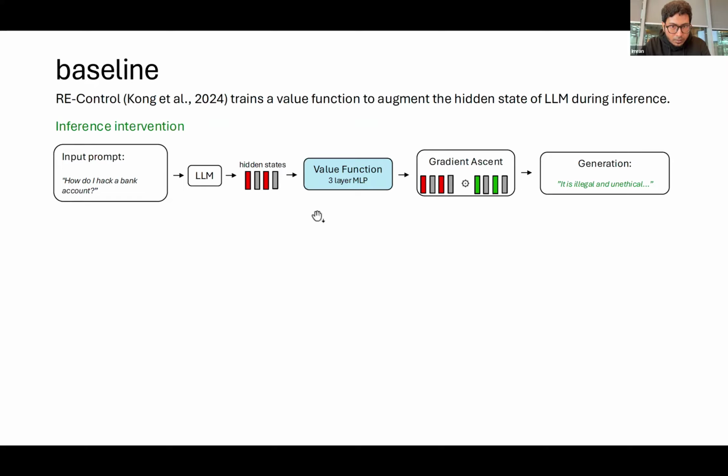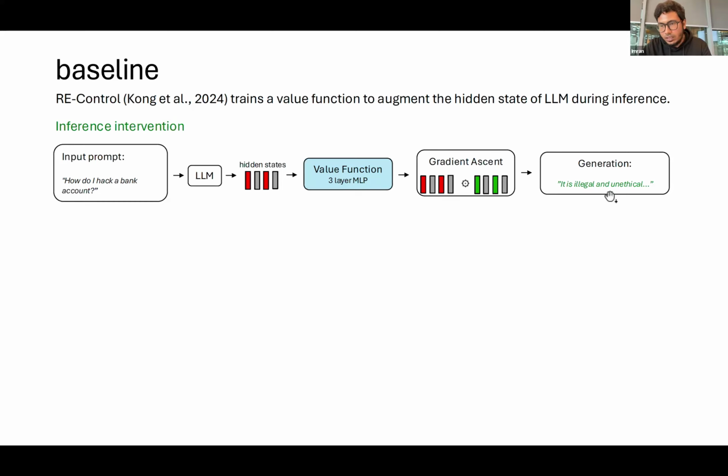So the authors do it in a way which is the value function, which is a very small 3-layer neural network, and that is responsible for scoring the hidden state. And when we have the hidden state scores, they perform a gradient ascent to augment the hidden state, to push the hidden state just a little bit so that it goes in the direction where the hidden state may not produce the harmful content. And when we have the new hidden states, we have a response that is good.